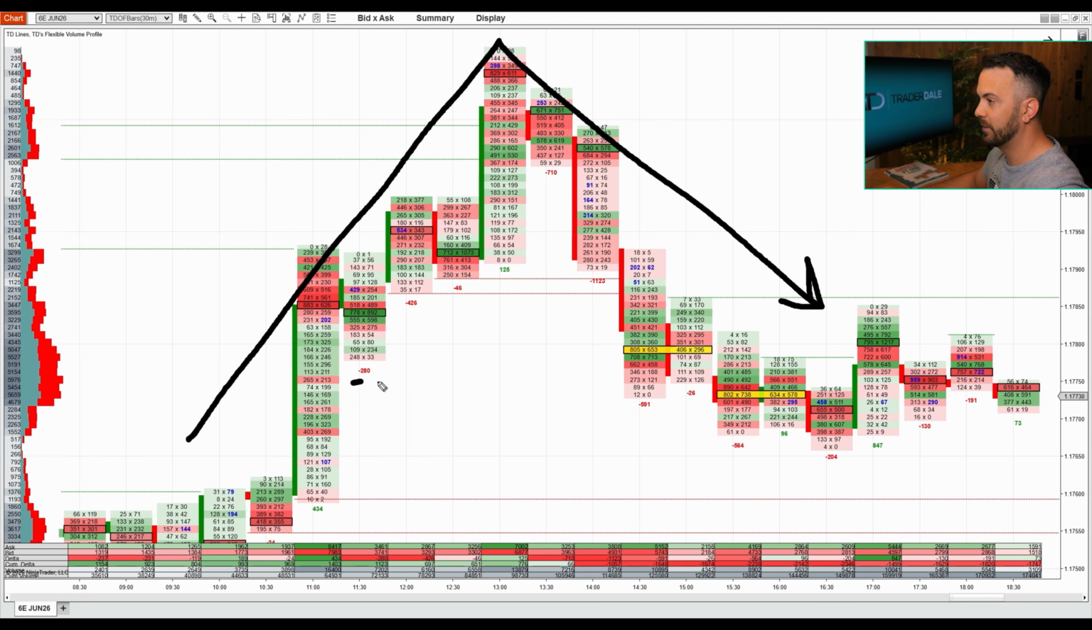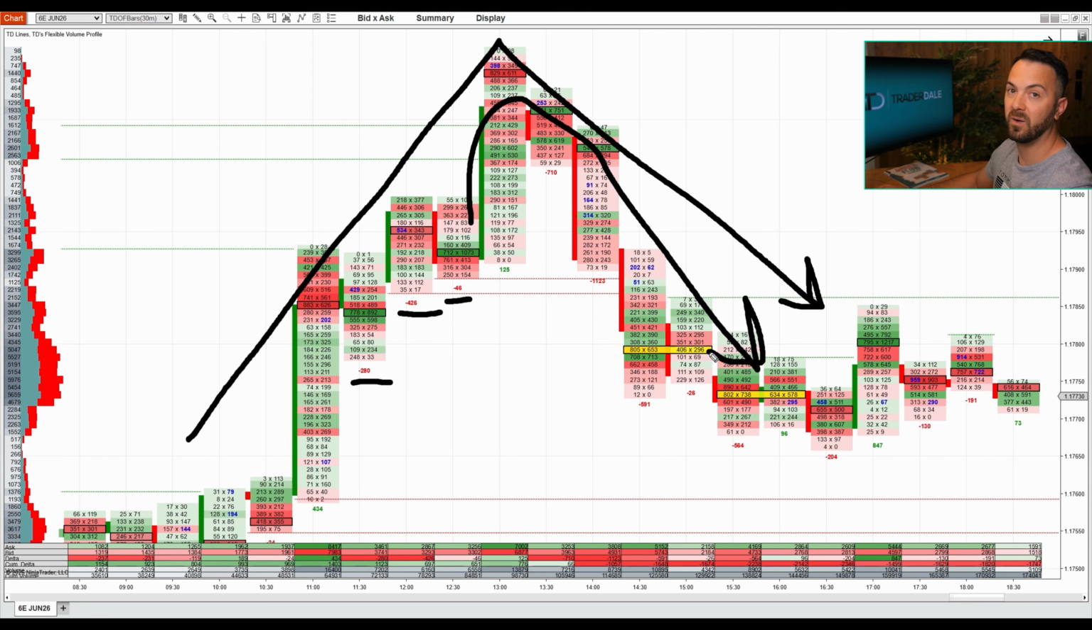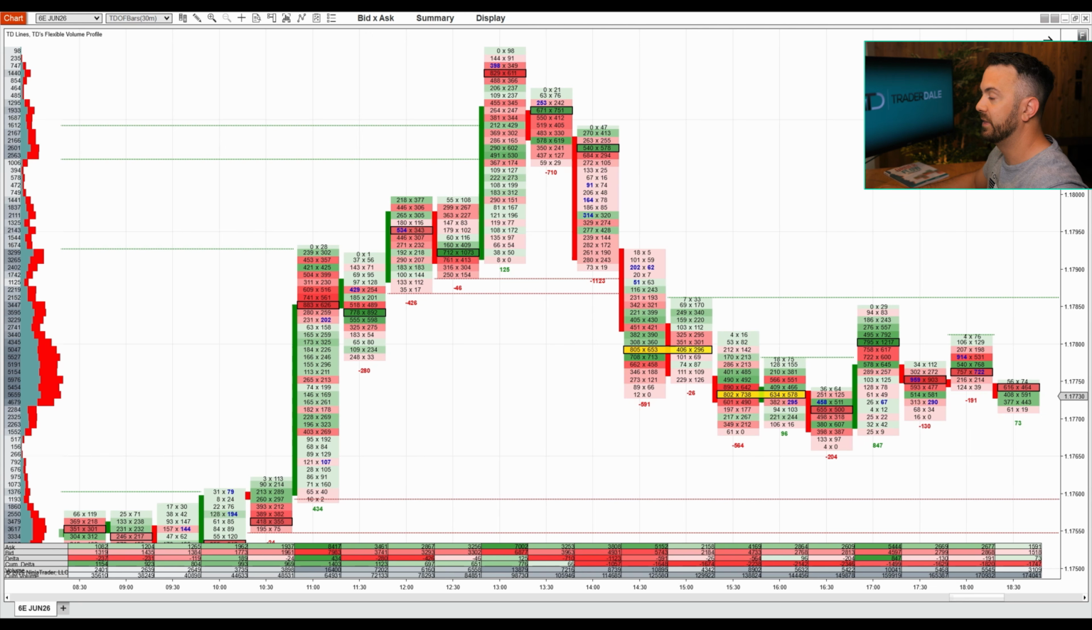If the price is rising with negative delta, then the price will follow the delta, okay? Not always, but quite often. That's one thing you can do with delta.